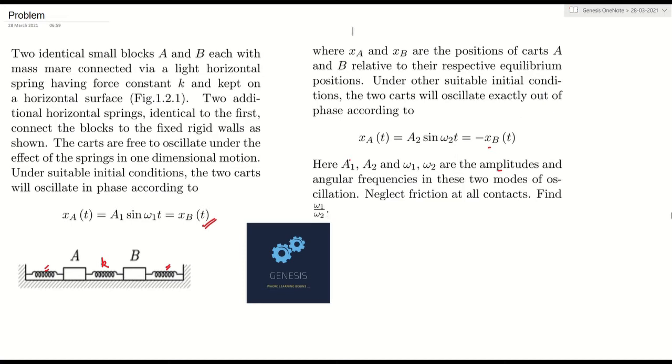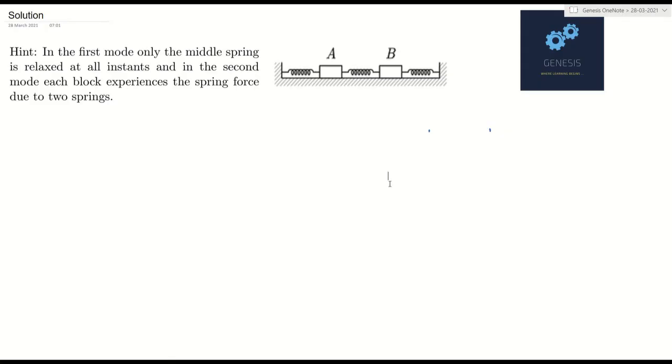I suggest you pause the video, read through the question again, and try to do it on your own. If you were unable to solve it, I'll give you a simple hint that in the first mode, only the middle spring is relaxed at all instants, and in the second mode, each block experiences a spring force due to two springs.